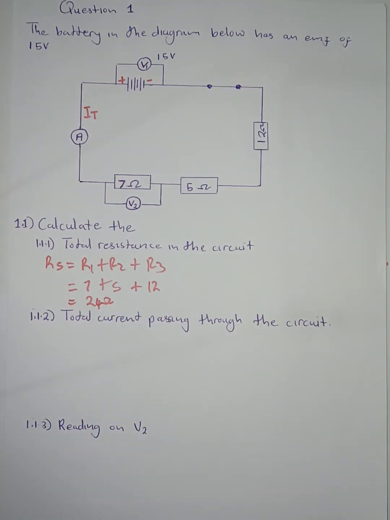For the second question, they said to calculate the total current passing through the circuit. Now remember, one thing that I forgot to mention: the most important thing you need to know is that every point must have 3 pieces of information.